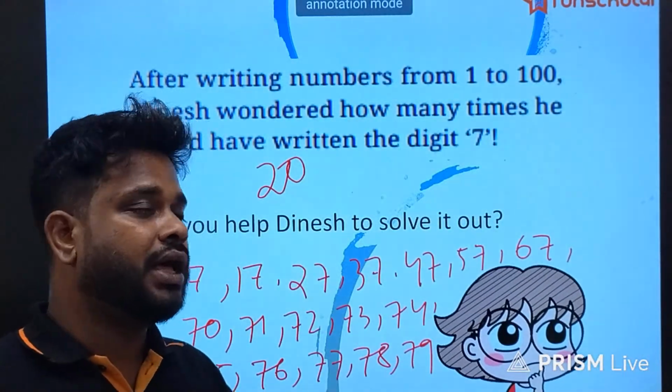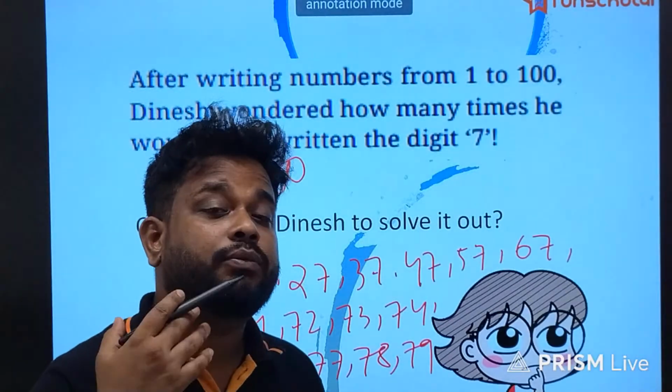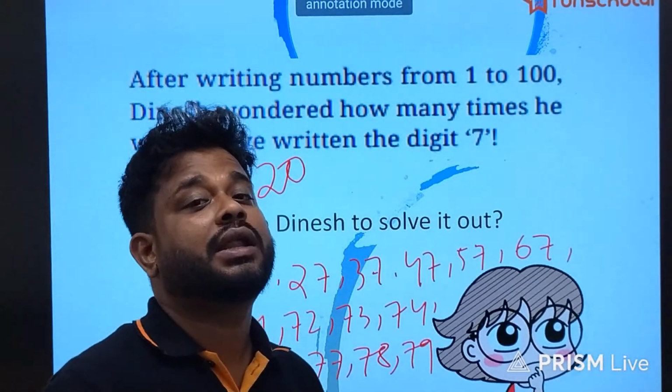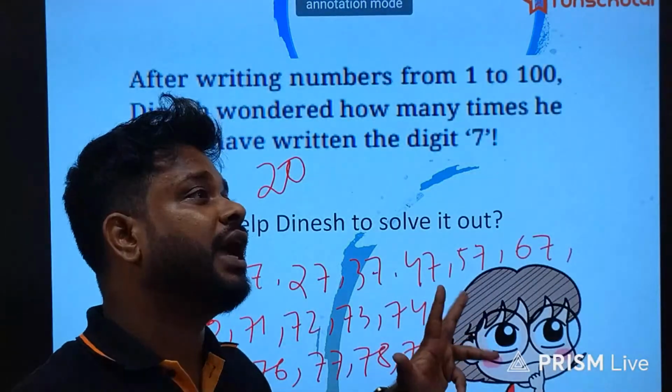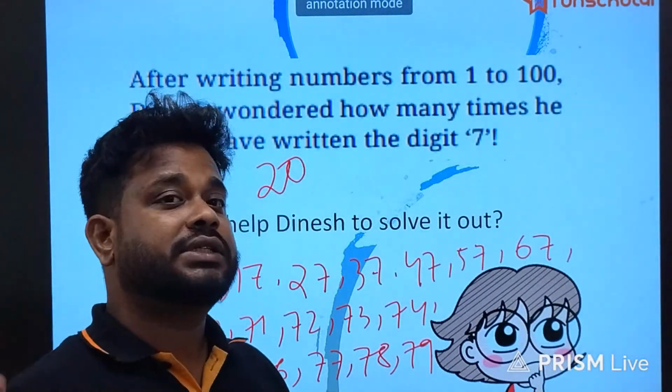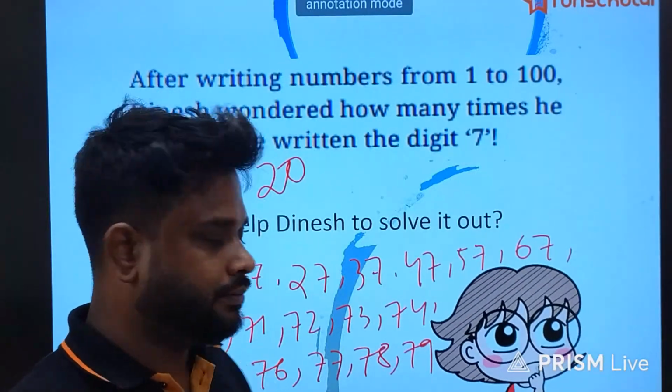From 1 to 100, how many times will we end up getting 5, or how many times will we end up getting 9? Okay, so this is your job to find out how many times we are getting the numbers repeated as a digit.